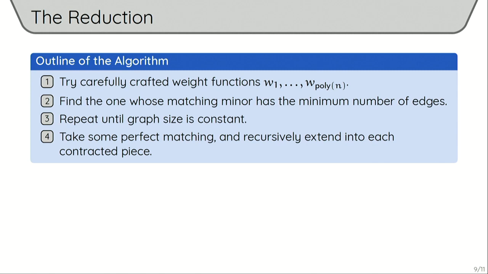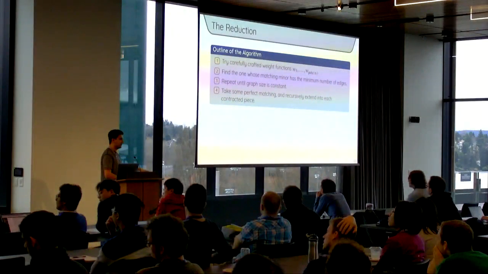Until we get to roughly a constant size graph, there you can just choose a perfect matching arbitrarily. Now this perfect matching is just for the contracted graph, but you can extend that to a perfect matching by looking inside each of the contracted pieces and recursively applying this. Okay?